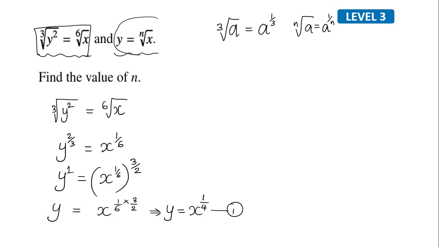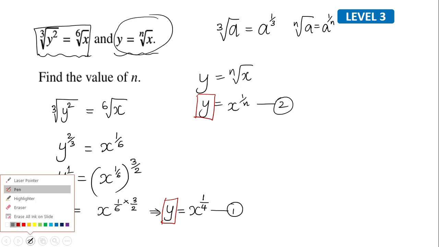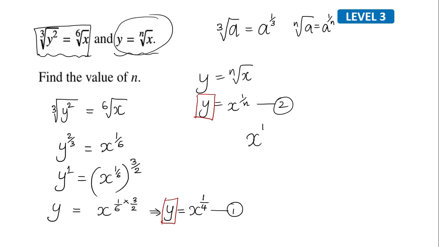Going back to the question, for the second equation you have y equals nth root of x, which means y is equal to x to the power 1 by n, which is my second equation. I have y equal to x to the power 1 over n, and I have y equal to x to the power 1 over 4. So I can write x to the power 1 over n is equal to x to the power 1 over 4.